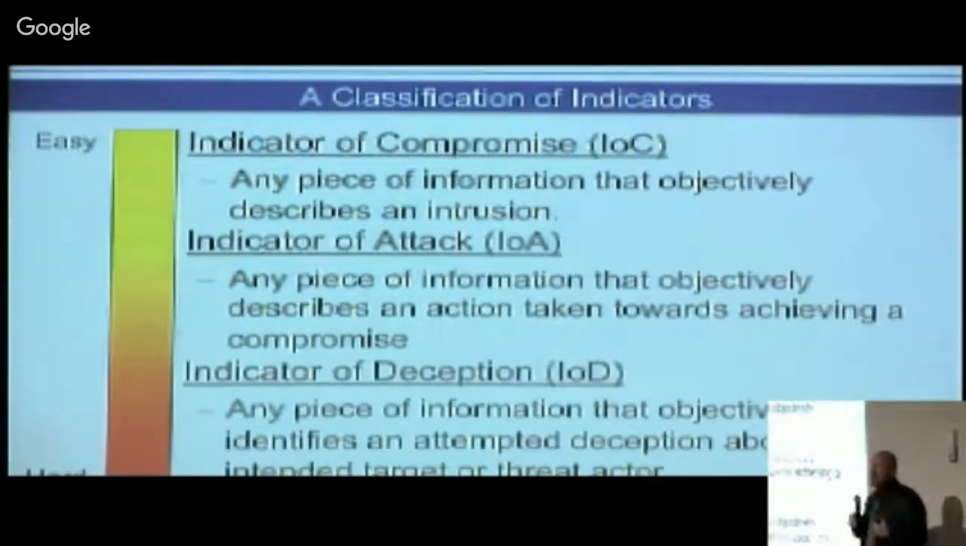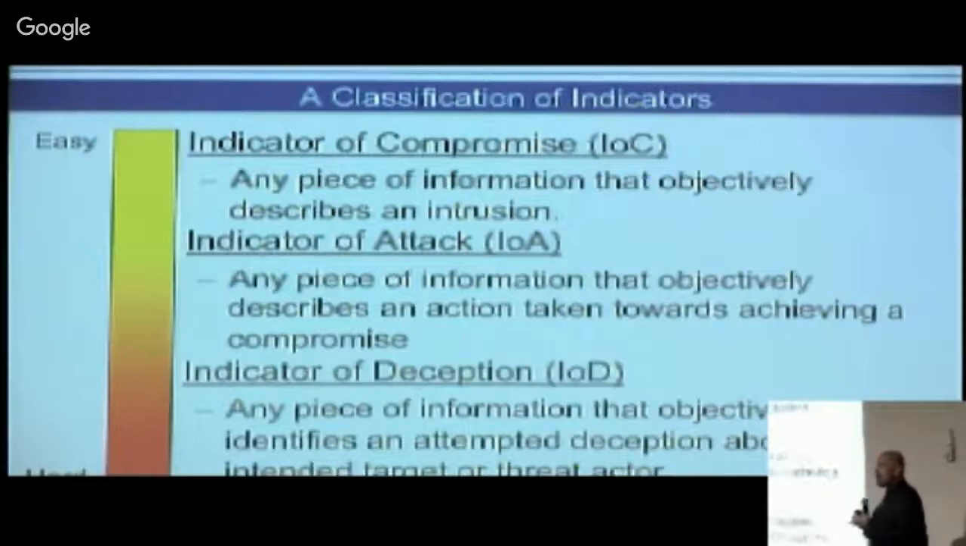Another way of looking at indicators is using this scale. You have indicators of compromise. This is evidence that proves that there has been a breach. Okay? Then you have indicators of an attack. There is no breach, but there is an attempt at breaching your organization. And then the worst one, the ones that are most difficult to identify. These are the indicators of deception.